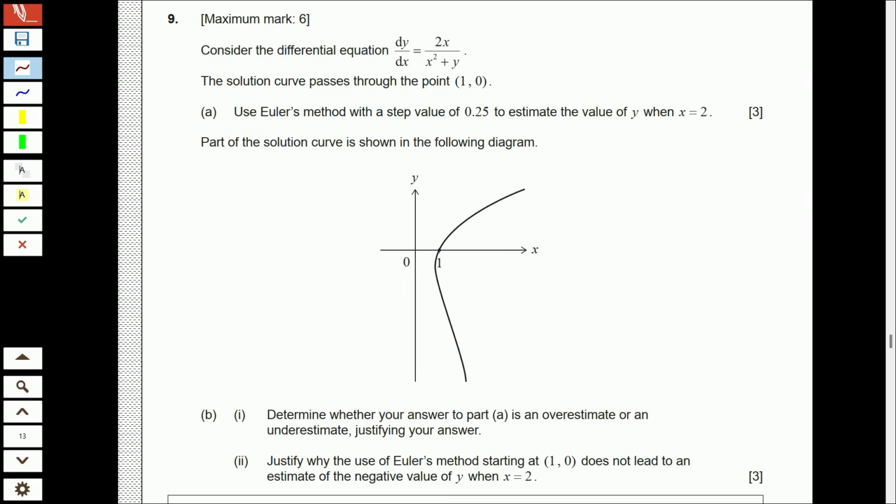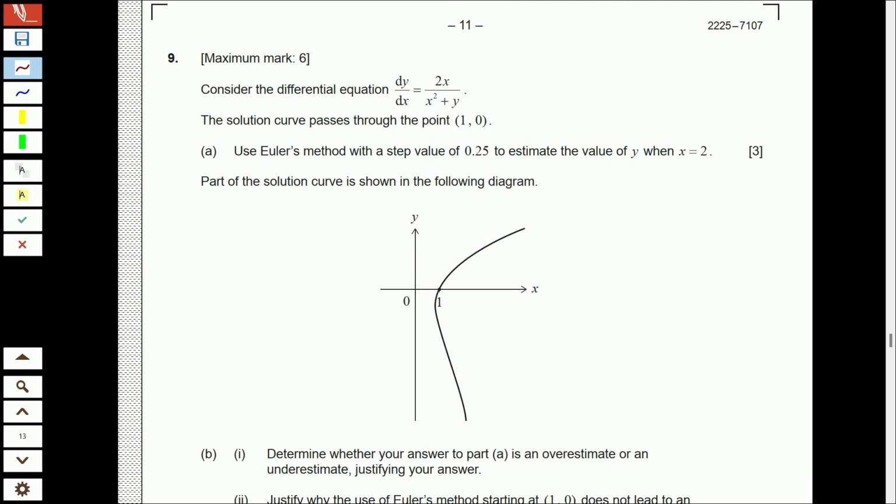Question 9. Consider the differential equation dy over dx equals 2x divided by x squared plus y. The solution curve passes through the point (1, 0). Use Euler's method with a step value of 0.25 to estimate the value of y when x equals 2. Part of the solution curve is shown in the following diagram.